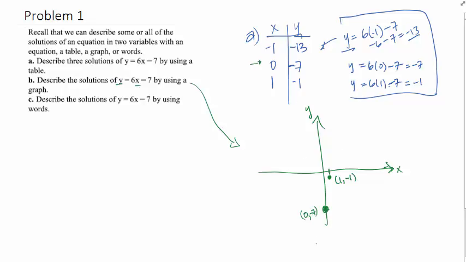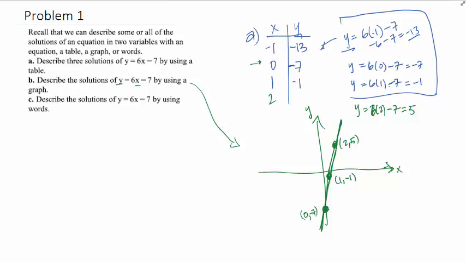-1, -13 would be way off over here, so maybe if I want to try another one, 2, what happens when x is equal to 2? We get 6 times 2 is 12, 12 minus 7 is 5, so I would have a 5 over here. And then you would just draw your line that would pass through these 3 points. You can really draw a line with 2 points, but if you draw a third point, you can ensure that your graph would actually fit that line.